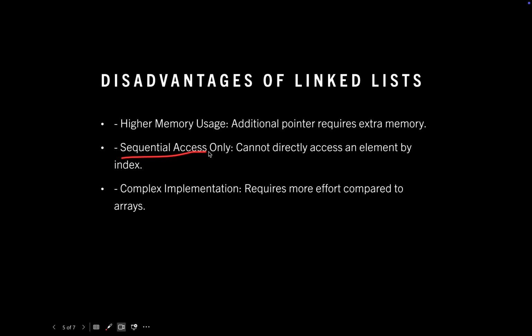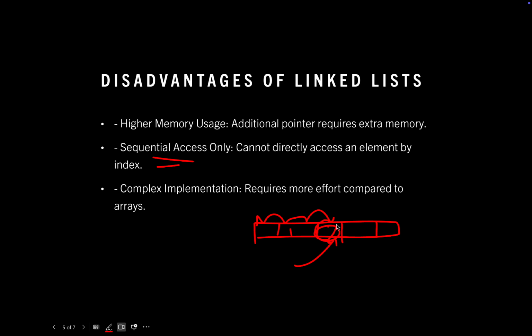The second is sequential access only. In an array you can access any element. Let's say this is your array, and this is your element. You can access any element directly, in O of one. But in a linked list, only sequential access is possible, which means that if you want to access this memory, you have to go from here, then here, then here, and then you can go to this address. That's how things work.